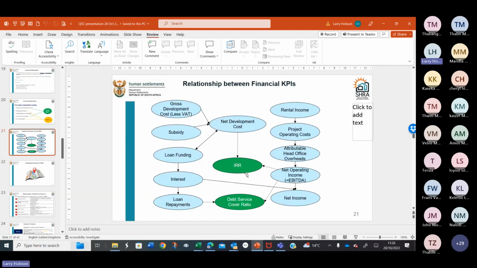Yeah, well, these are the relationships that we've got to establish. So it's our IRR that's a problem. So what goes into the IRR? It's the development cost, the rental income, operating costs, overheads. So we're going between the development costs and the rental income, operating costs, and overheads. We are going to have to find a way to improve our IRR. So let's go back here with that in mind.